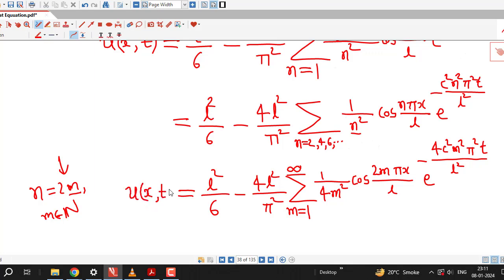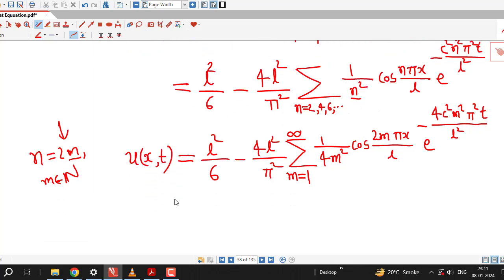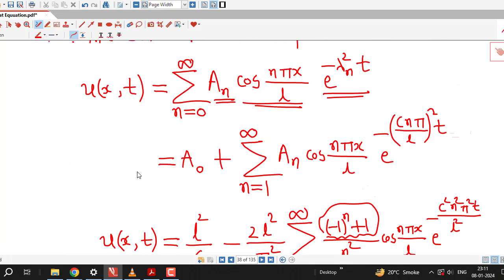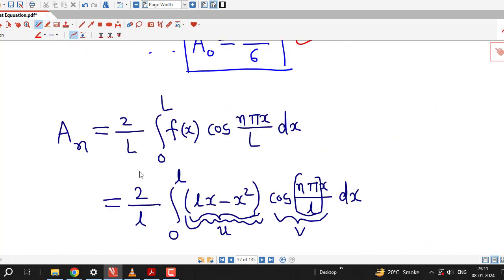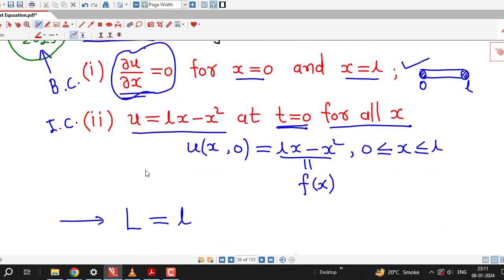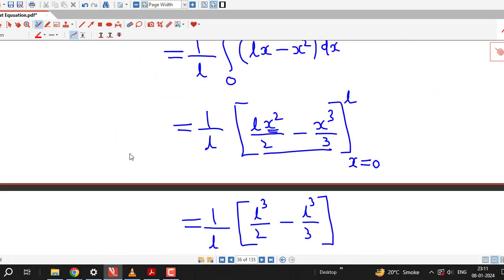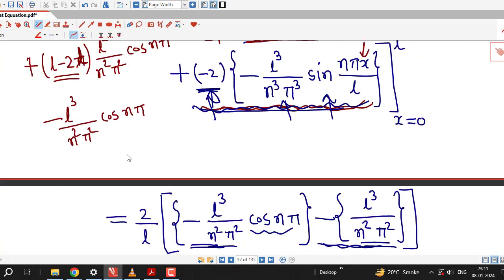So this is the final expression for the temperature distribution at any position x and at any time t. So in this way we can easily answer this type of questions. All we have to understand is which type of boundary conditions are given. We have taken two different cases of boundary conditions, and for both the cases we have different formulas for the expression of temperature distribution.